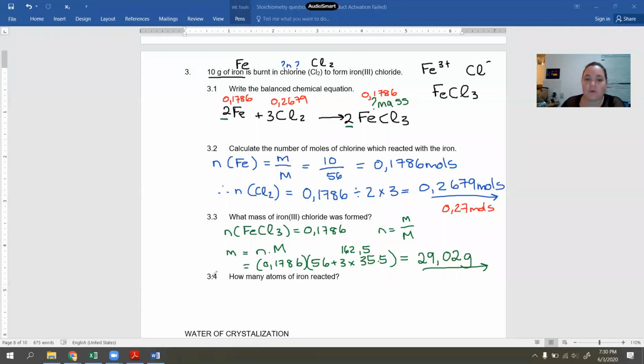Okay. And the last question here asks, how many atoms of iron reacted? Now, as soon as we're talking about atoms or molecules, we're talking about that particle formula. So we're going to be using the equation that the number of moles is the number of particles over Na, or you may write that the number of moles is equal to the number of particles over 6,02 times 10 to the 23. All right, so I'm going to quickly pause and give you an opportunity to work out how many atoms of iron reacted. Please remember you must use the correct number of moles, which is the same as the number of moles of iron atoms that reacted.